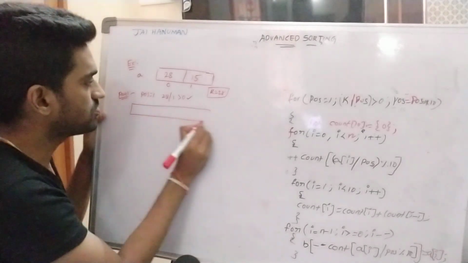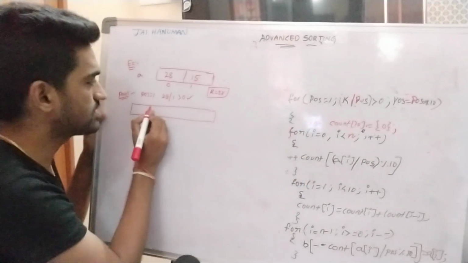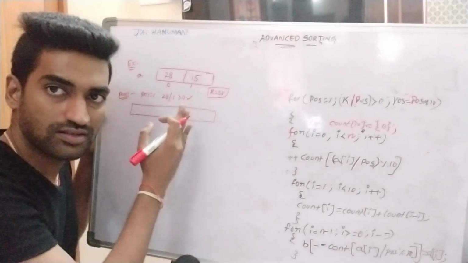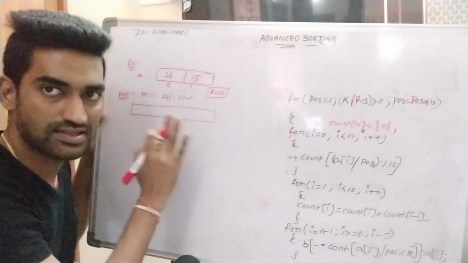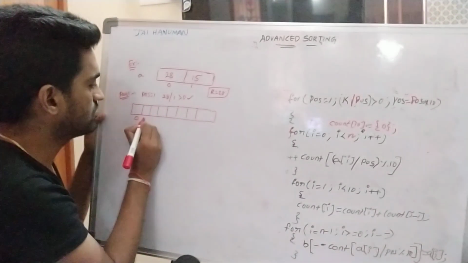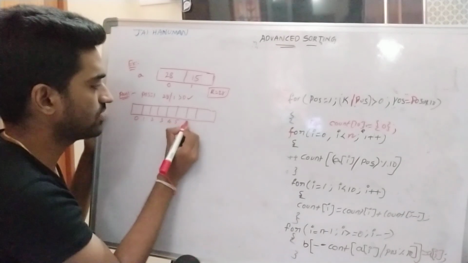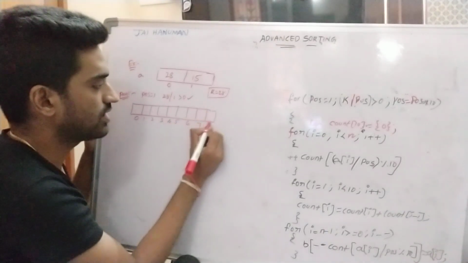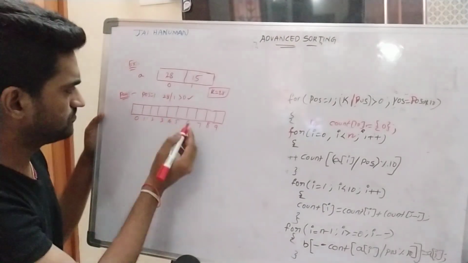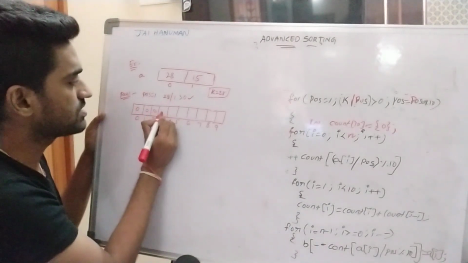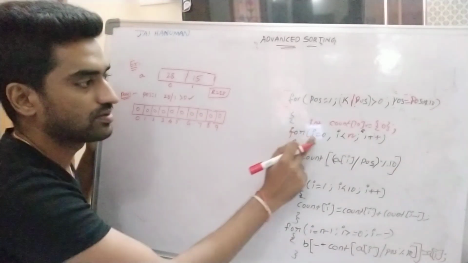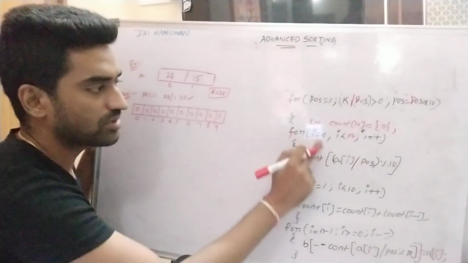The count array is set to 0. The size is 10, because the maximum value at each digit position is 9. That's why the count array has indices 0, 1, 2, 3, 4, 5, 6, 7, 8, 9. Initially all count values are set to zeros. Then we update the count array by using this loop.